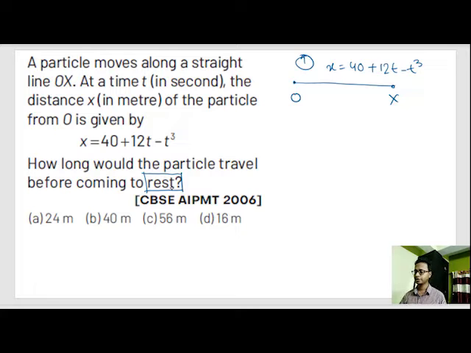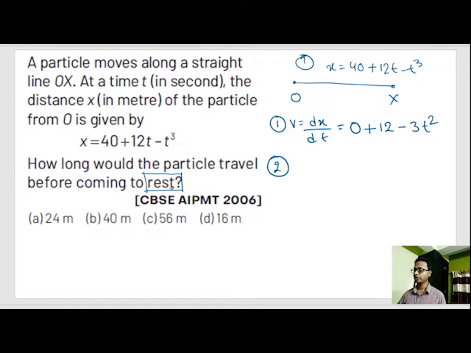So that means our velocity would be 0, and our velocity is given by v is equal to dx by dt. If I differentiate 40, the differentiation of 40 is 0, plus the differentiation of 12t is only 12, and the differentiation of t cube is 3t square. So our velocity came out to be 12 minus 3t square.